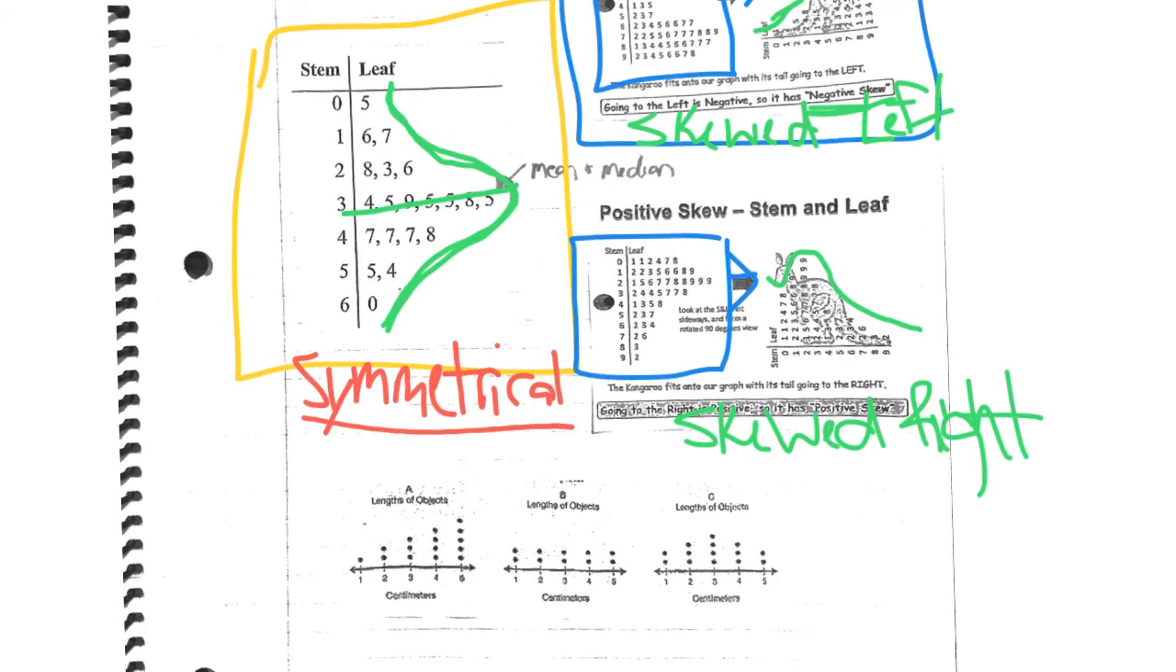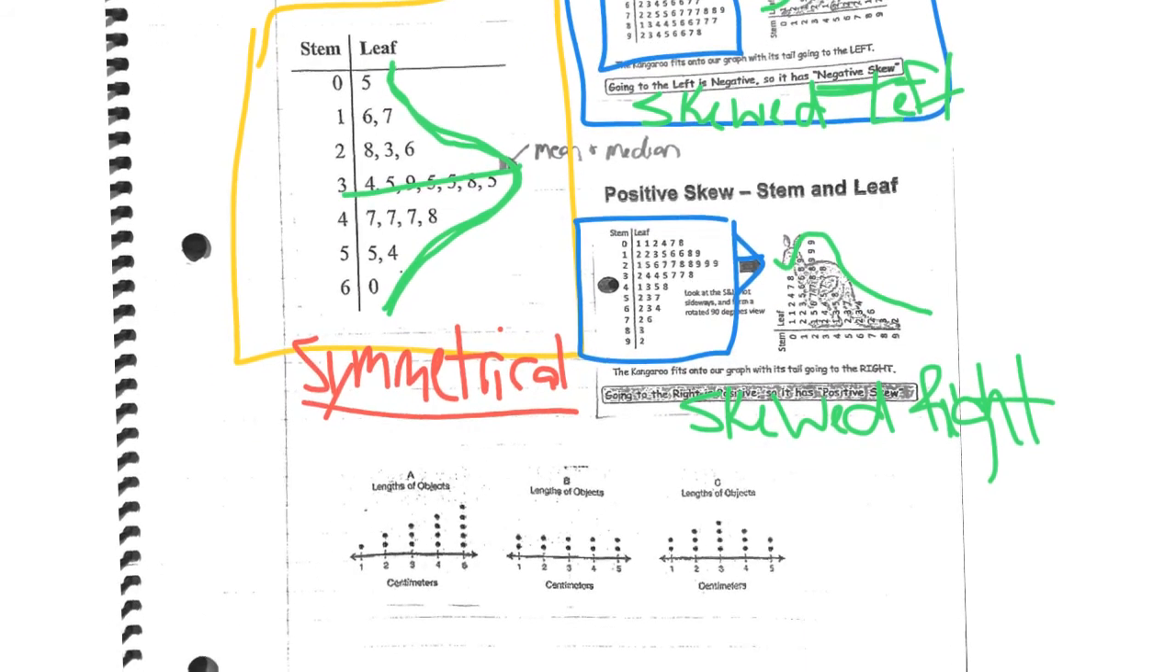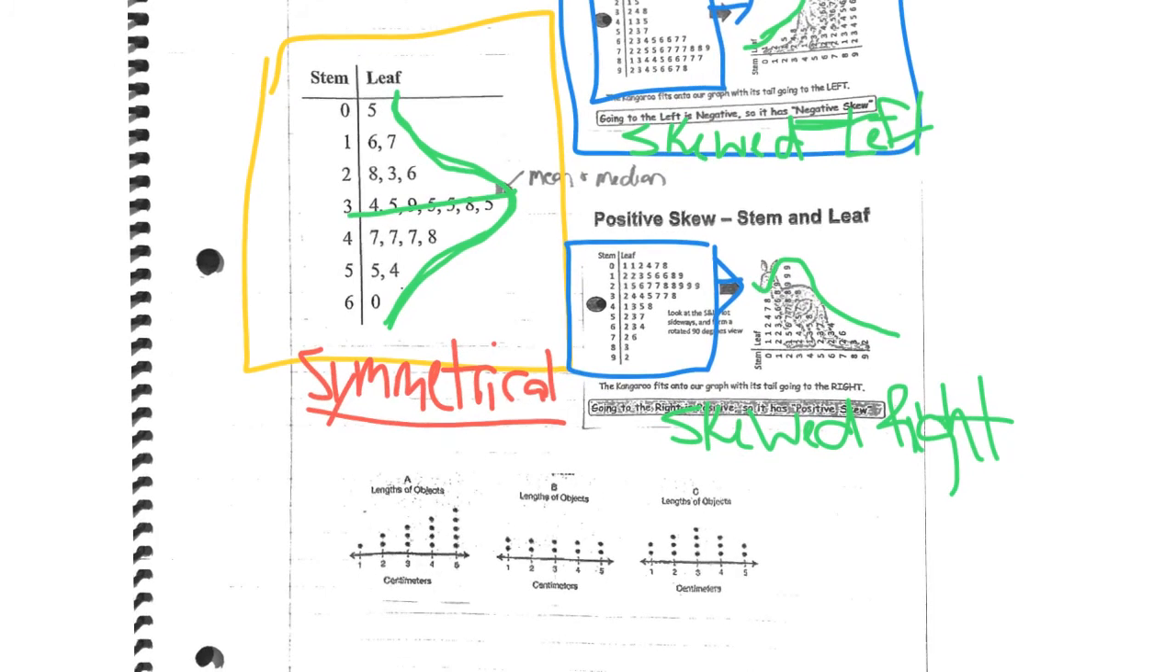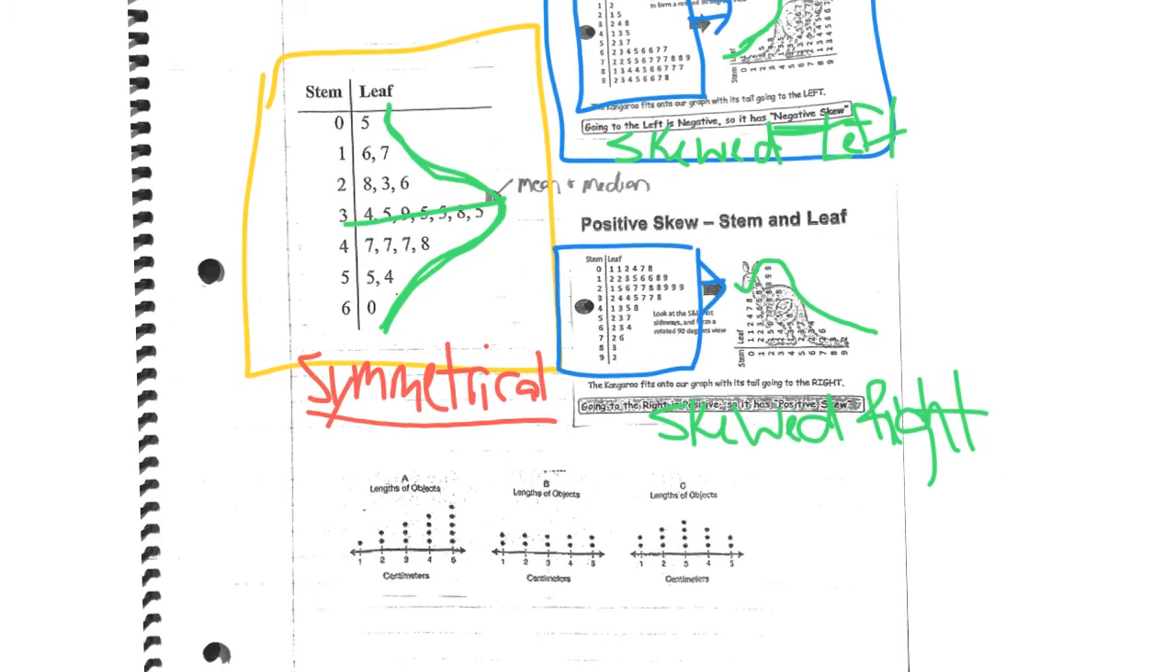Now down here we have dot plots. So up top we were looking at the shape of our stem and leaf. Down here is dot plots. Dot plots are a little easier because you don't have to turn them on their side. They're already as a shape. So you just have to go ahead and follow the shape. This one tails off to the left, so that one would be skewed left.